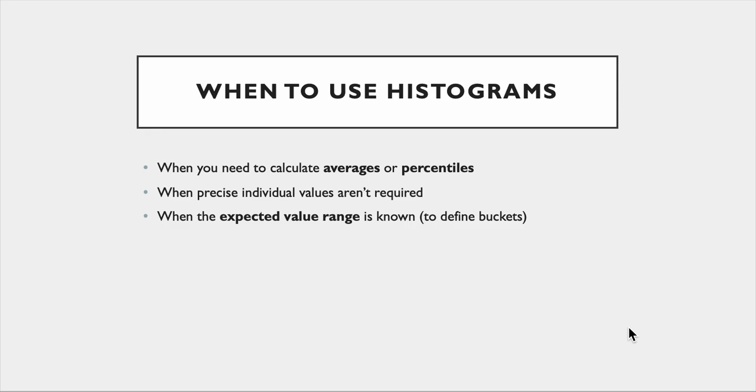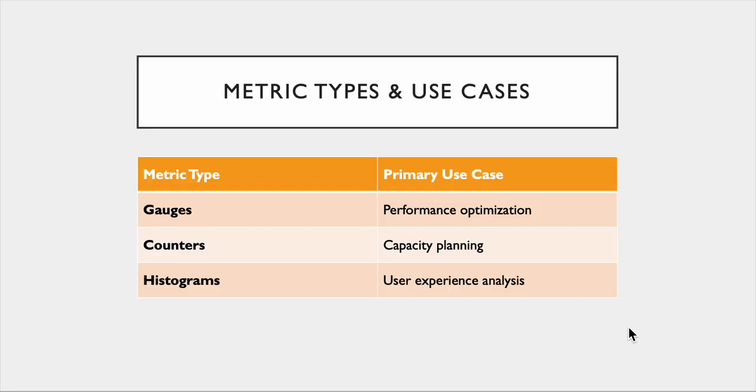Histograms are very useful when you need to understand how values are distributed, when approximations and aggregate trends are sufficient, and when you know the expected value range and can define the bucket size. Finally, the use cases for each metric type: gauges, performance optimization; counters, capacity planning; histograms, user experience analysis.